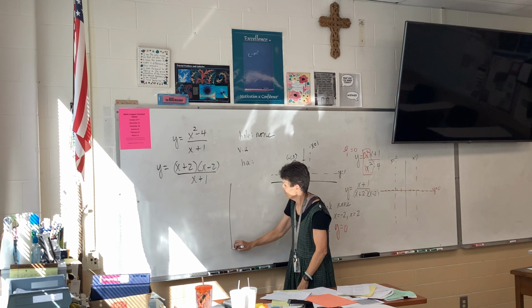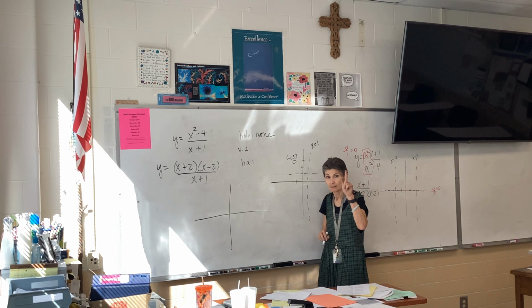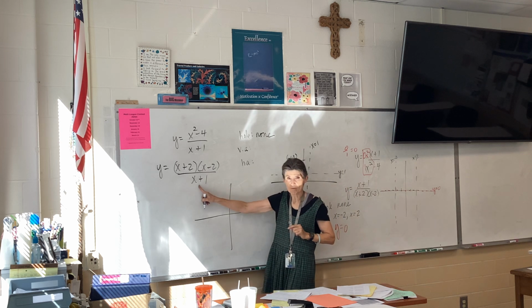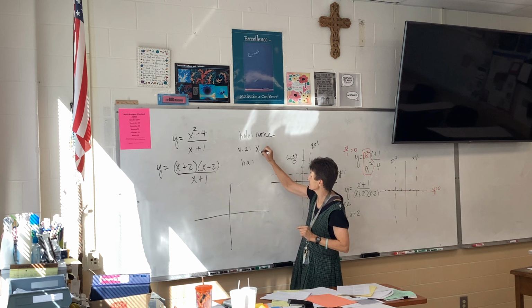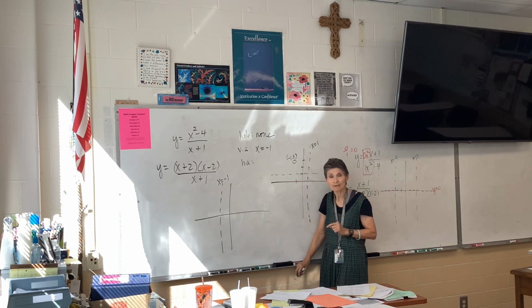All right. What about a vertical asymptote? We have one. Our vertical asymptote comes from the denominator. It's x equals negative 1. Vertical, x equals negative 1.